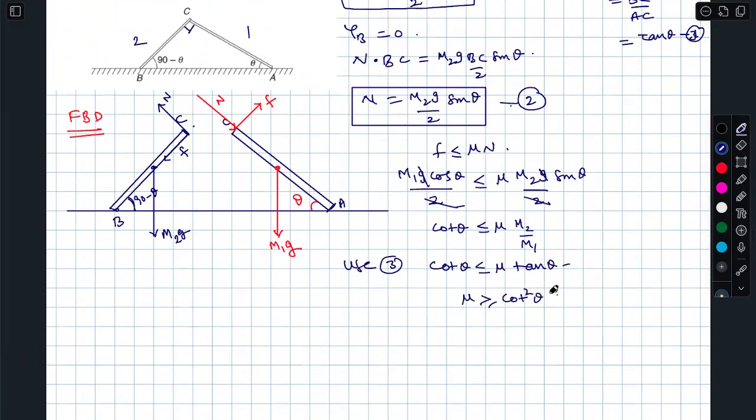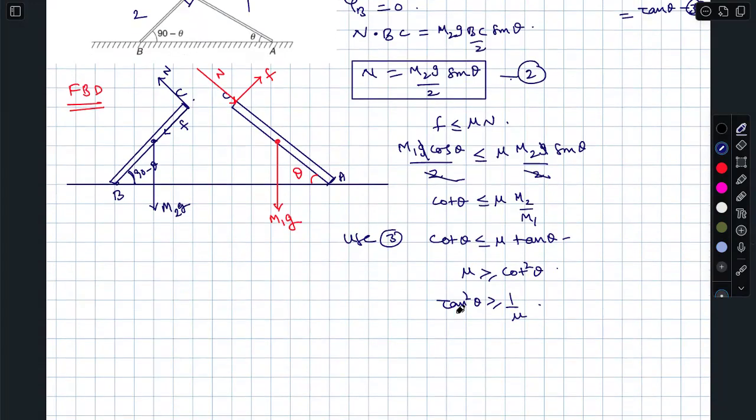So mu greater than or equal to cot square. అసలు మిమ్మల్ని అడిగింది ఏంటంటే థీటానే అడిగినట్టున్నారు. అంటే tan square theta greater than or equal to 1 by mu. So theta minimum is tan inverse 1 by root mu. Any doubts?